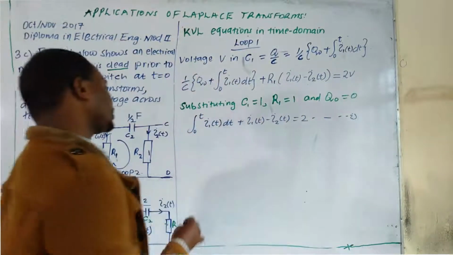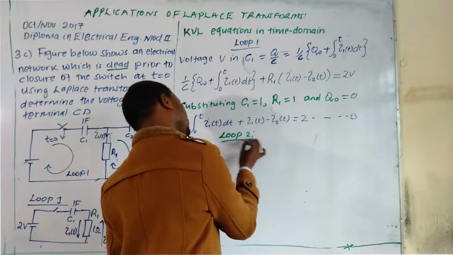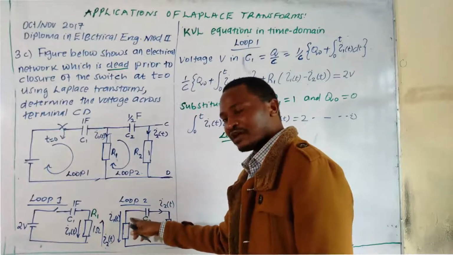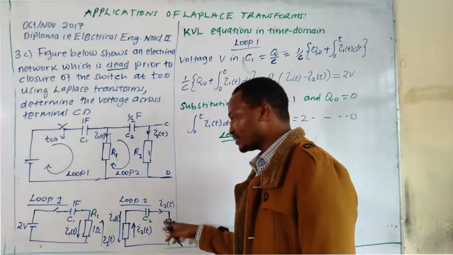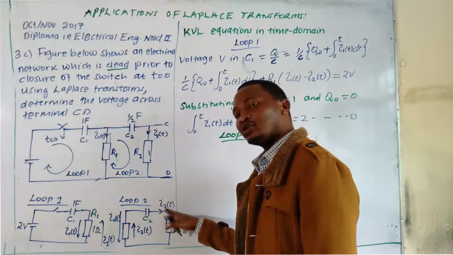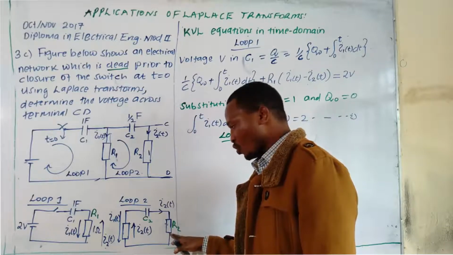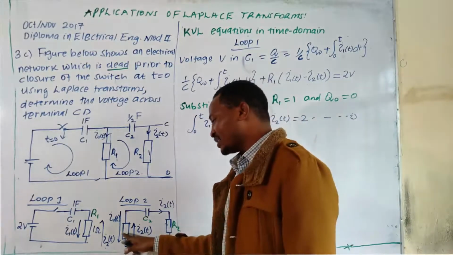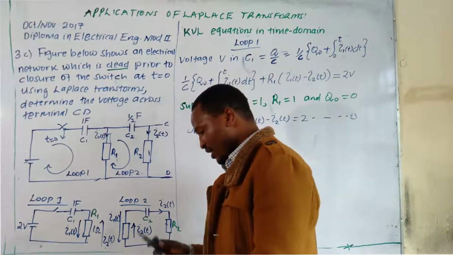Loop 2. In loop 2, we are going to start from where you have a capacitor. Which current is flowing through the capacitor? Current I2 only. Which current is flowing through this resistor 2? Current I2 only. Which current is flowing through resistor 1? These are 1.